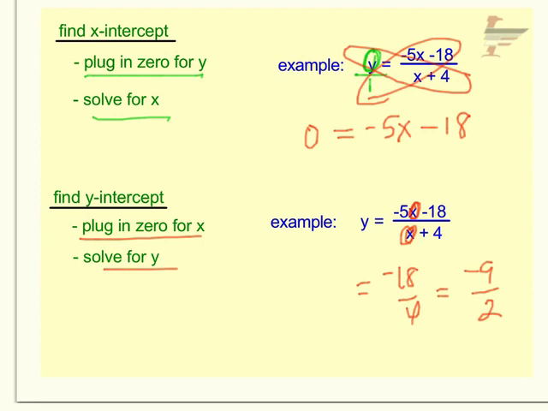Now, the thing to know about your intercepts is how do you write your answer for an intercept? Well, an intercept is an ordered pair. So I can show you down here on the y-intercept since we already solved it. An ordered pair for this, we plugged in a 0 for x, and we got back a negative 9/2 for the y. So that's going to be my ordered pair for my y-intercept. So intercepts always write as ordered pairs.